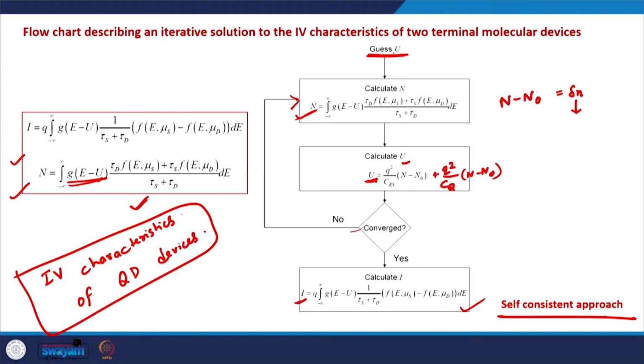Okay, so that's essentially what we have on the quantum dot devices, 2-terminal quantum dot devices, and this discussion can also be extended to 3-terminal devices, the way we extended the general model of transport discussion to MOSFETs as well.